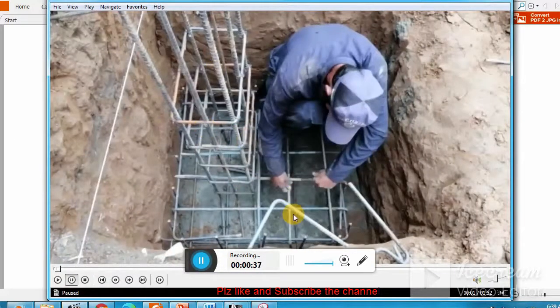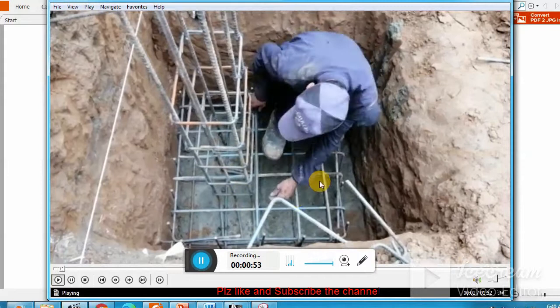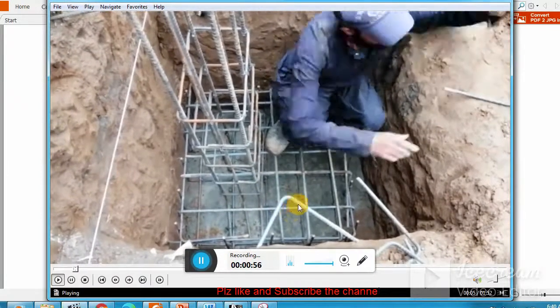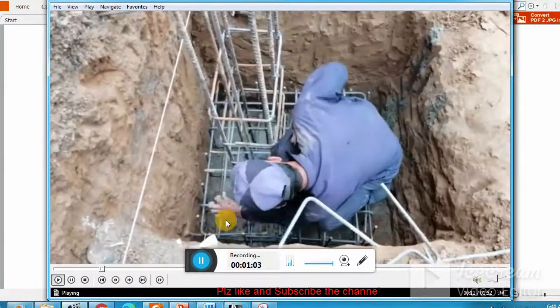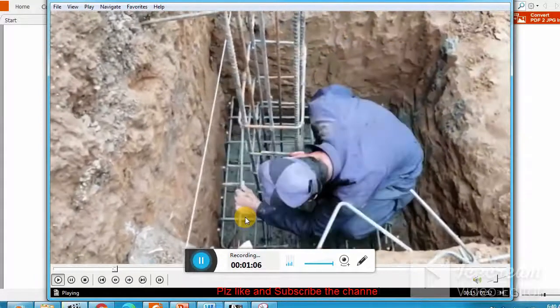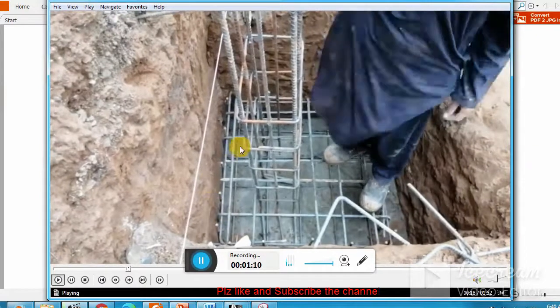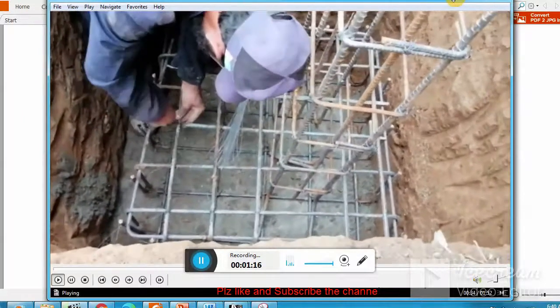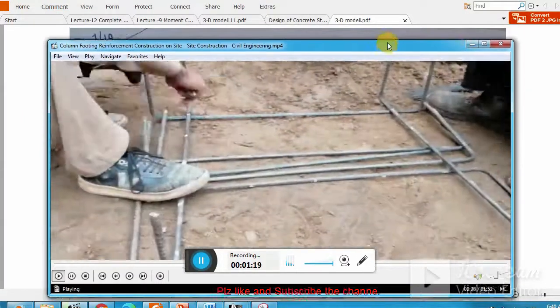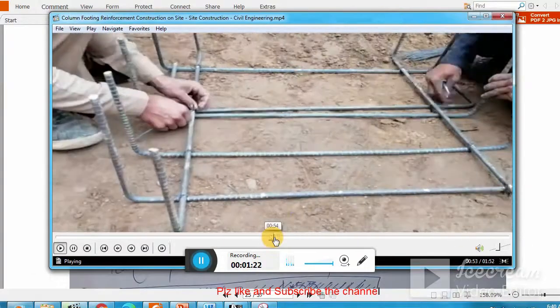Here you see we have a column. These are the column main bars, or longitudinal bars, and the hooks are provided. You see how they bind the bars. This is the top reinforcement and the lower one is the bottom reinforcement, and this is how they provide the bars. This is the whole detailing, clear?